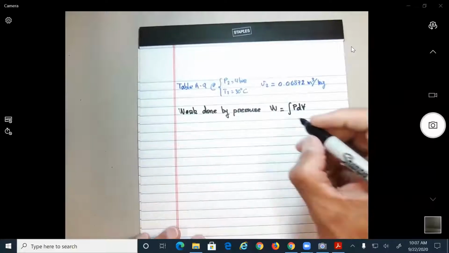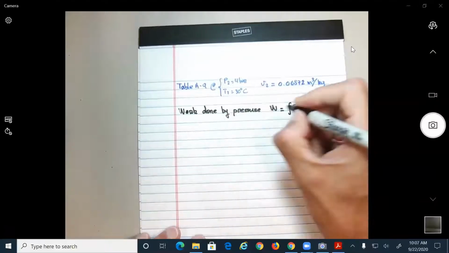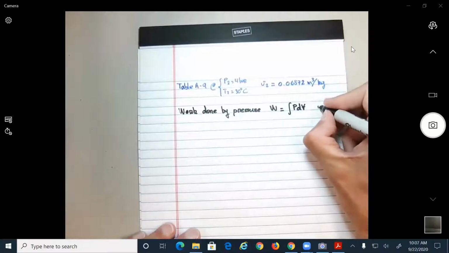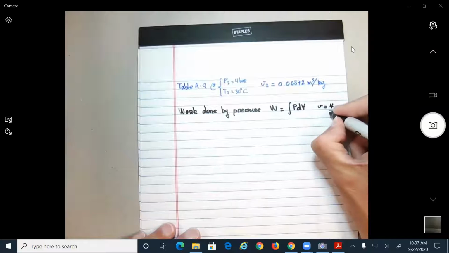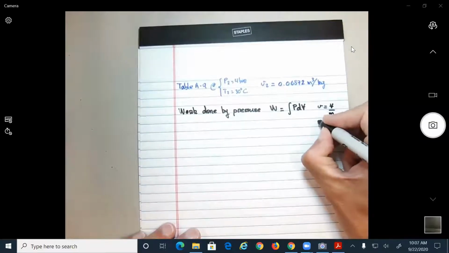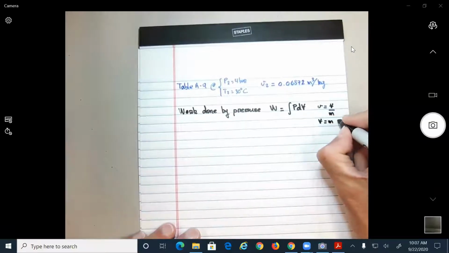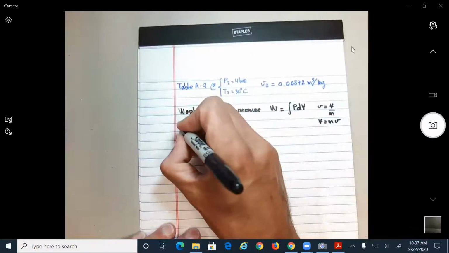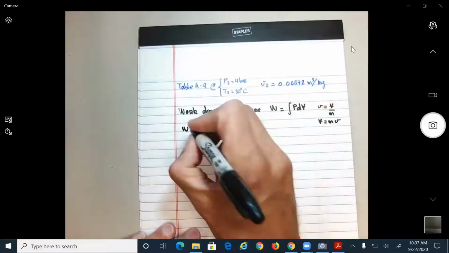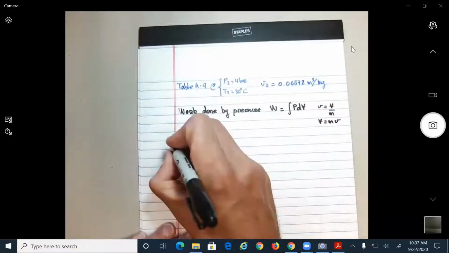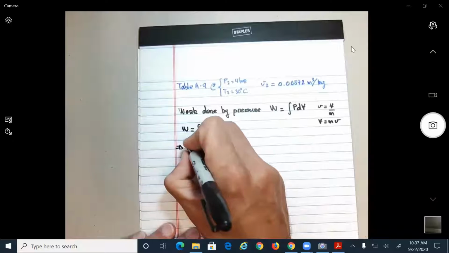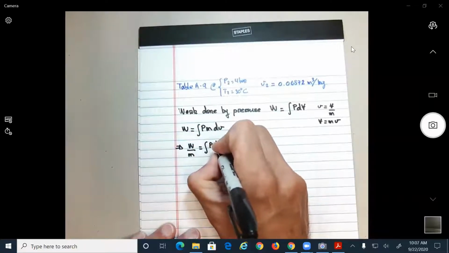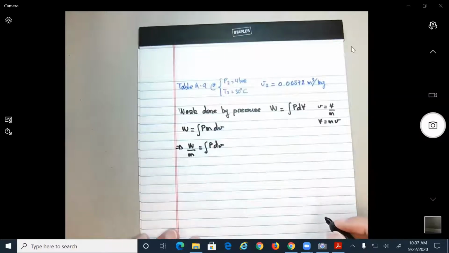So, if you want to do it here, you know that specific volume is volume over mass. So this is going to tell you that volume is mass times specific volume. So really you can rewrite the expression above as work equal to integral of P m dv, specific volume, which will give you that the work per unit mass is just equal to the integral of P, but this time instead of being the volume, it's times the specific volume.